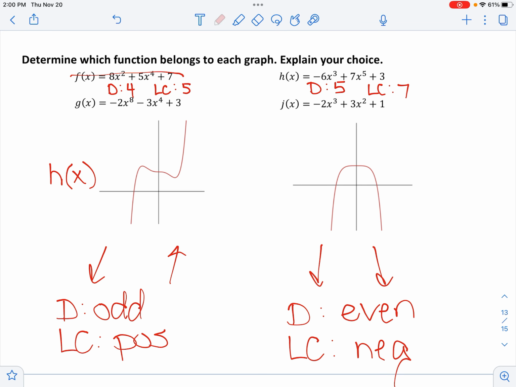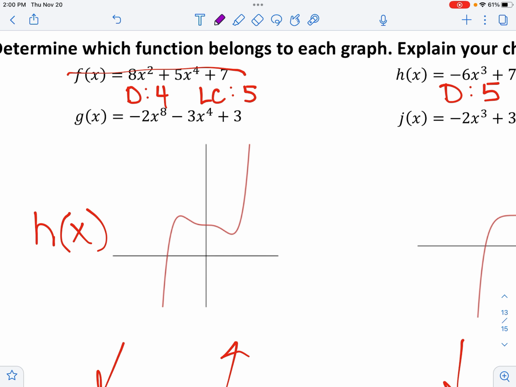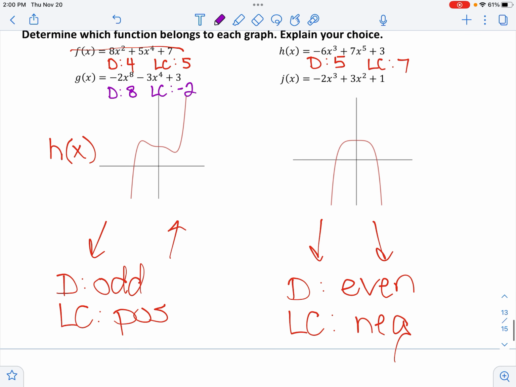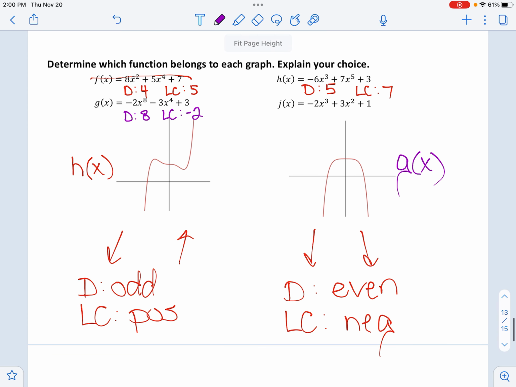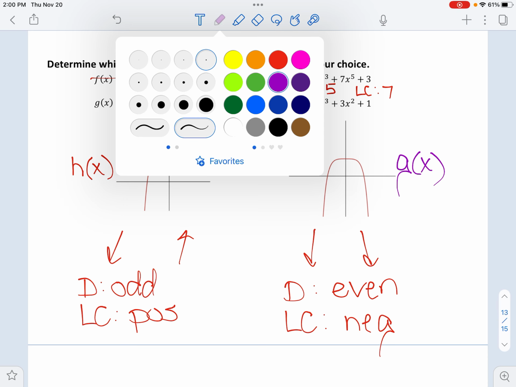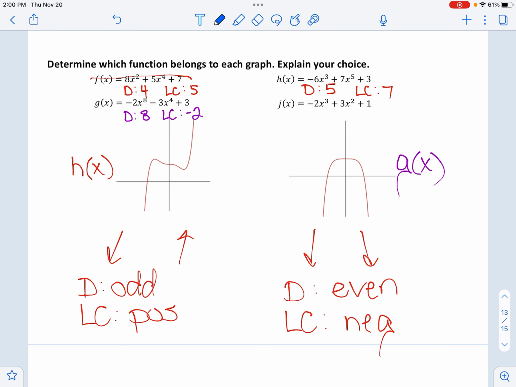All right, I'm going to switch colors. All right, and then this one has a degree of 8 and an LC of negative 2. So even and negative LC. So that appears to be this one, we think. Okay. So now, what about this last one?